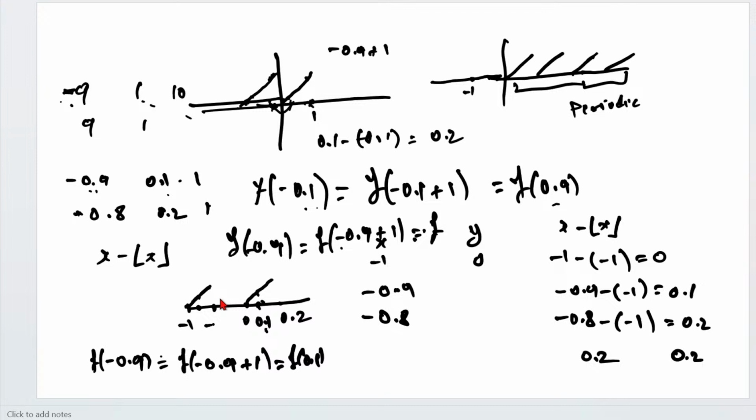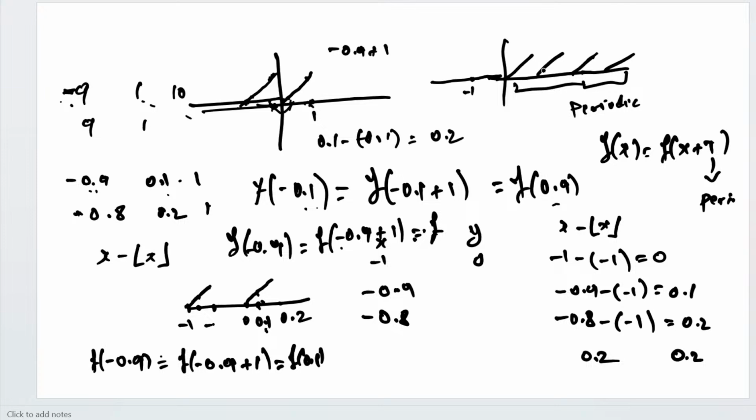Sir, why are we adding 1? Because 1 is the period. You can add anything: f of x is equal to f of x plus t. If this is happening, then t is the period. Right, sir. Yes.